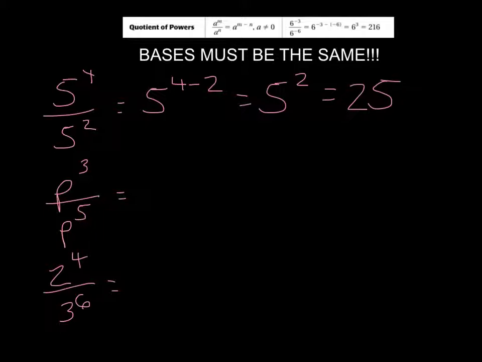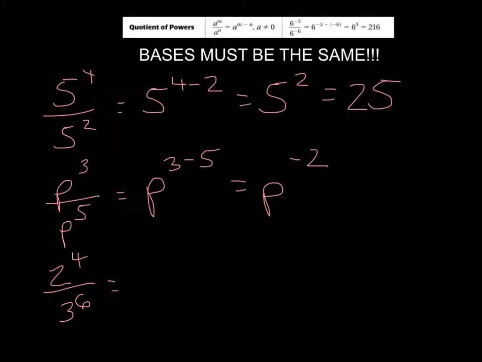Same base, p and p, we can apply our property again. P to the 3 minus 5 power equals p to the negative second power. And lastly, here we have 2 to the 4th power divided by 3 to the 6th power. Now we cannot apply our quotient of powers property here because 2 and 3 are different bases.